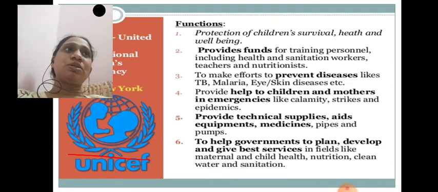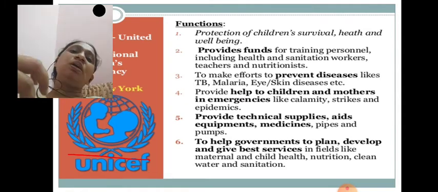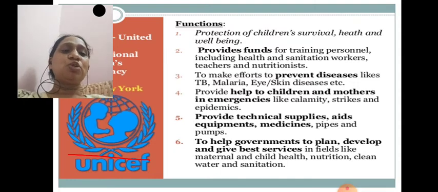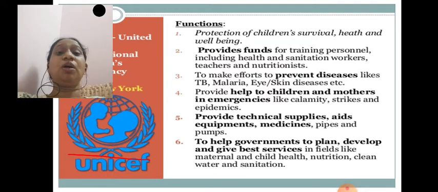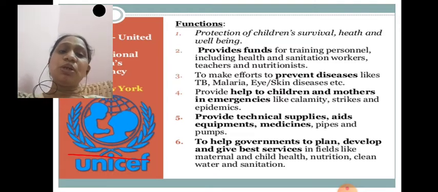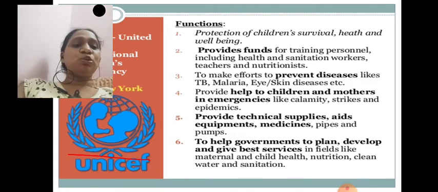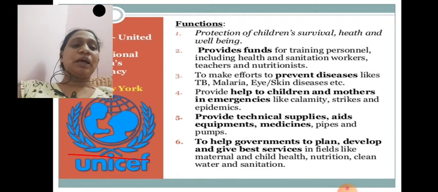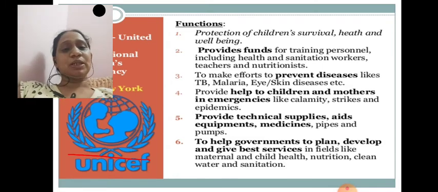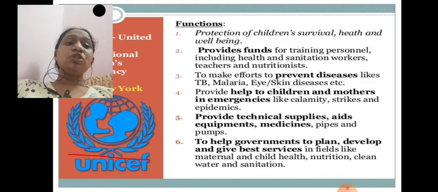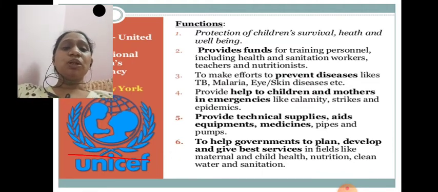That is because it's very important while a child is growing to make efforts to prevent diseases like TB, malaria, eye or skin diseases, etc. Because children are very prone to these diseases, so it makes all the effort to prevent them. It also provides help to children and mothers in emergencies like calamities, strikes and epidemics. So it provides special health care to children and mothers both in an emergency.